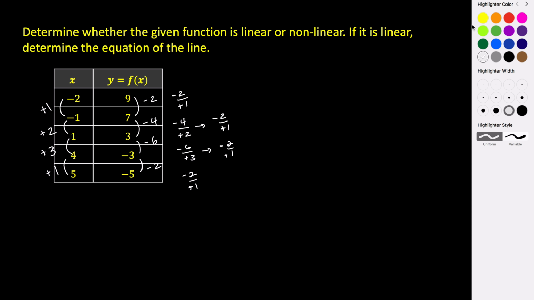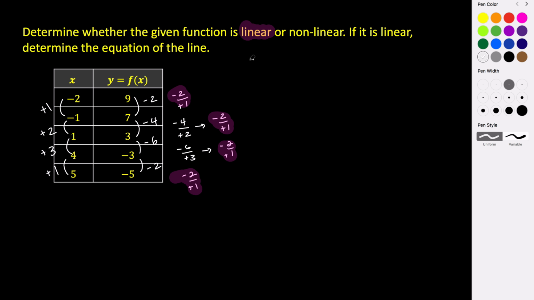So we can see here that for all of these, we have negative 2 over positive 1 once we reduce to their fraction. So the average rate of change, or the slope between all of these points, is constant. So that does mean that this is a linear function. So now we need to find out what is the equation.